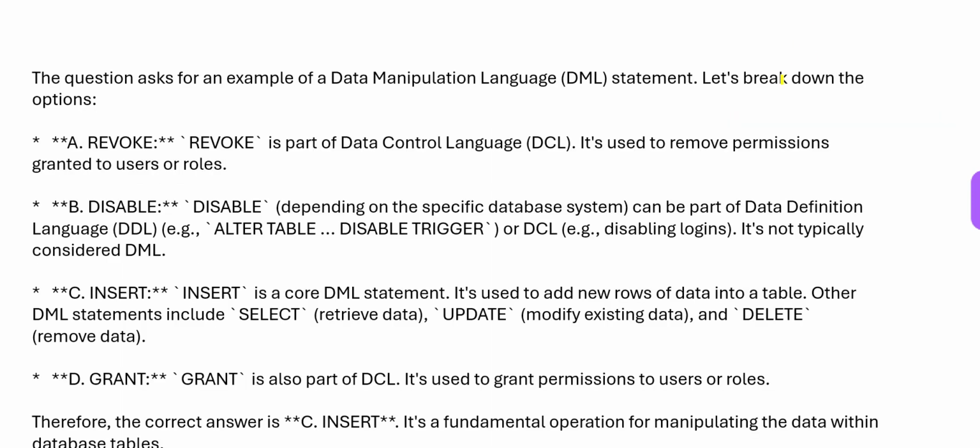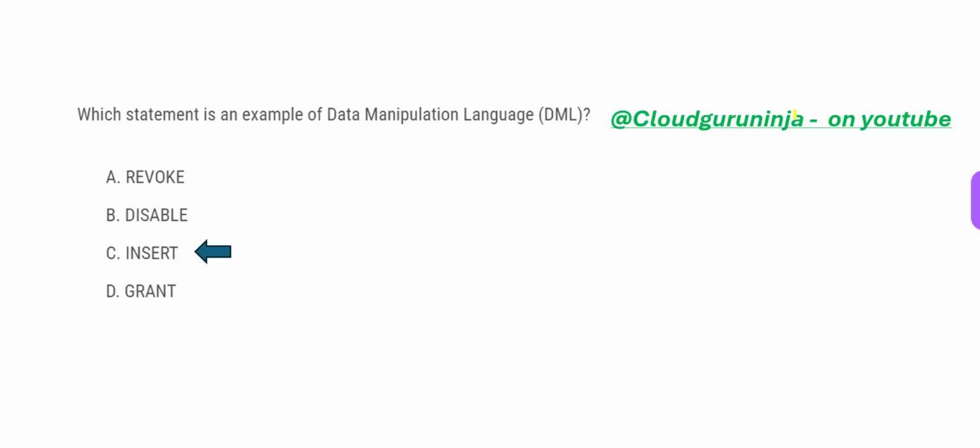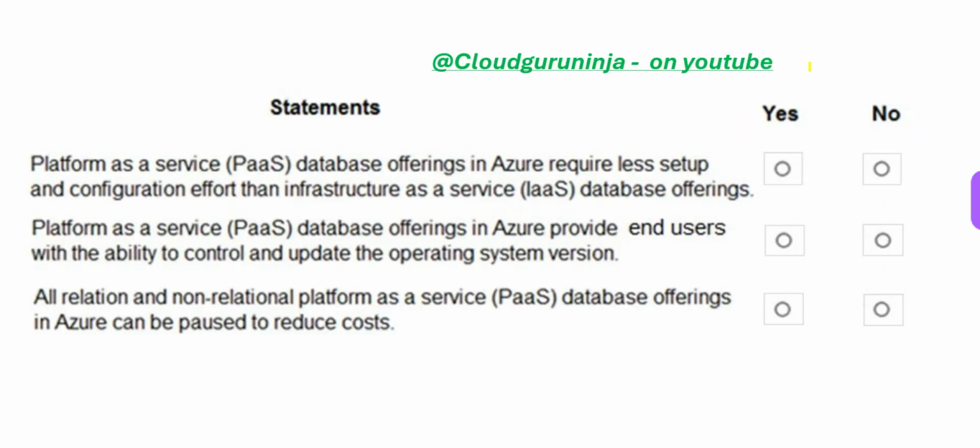See, revoke is a DCL and disable trigger will not be considered as DML, and grant is a DCL again. You use it to grant permission to users and roles. Hence, C is our answer. In the certification exam, you will get such questions also. It looks like one question, but there are actually three questions here.